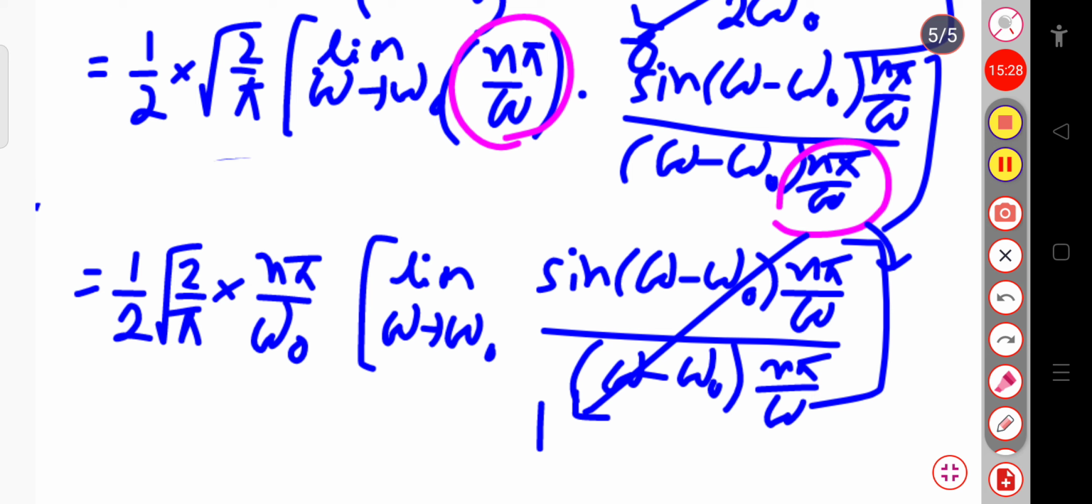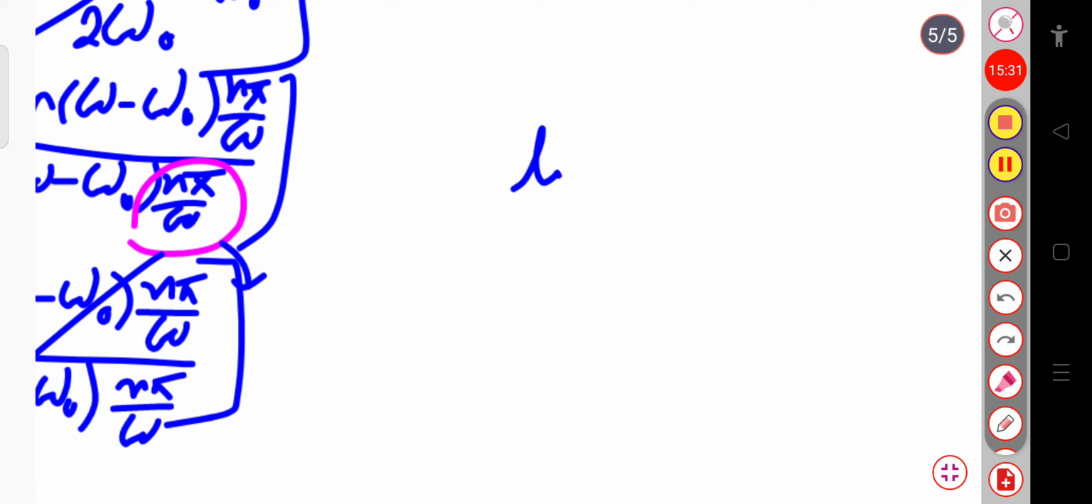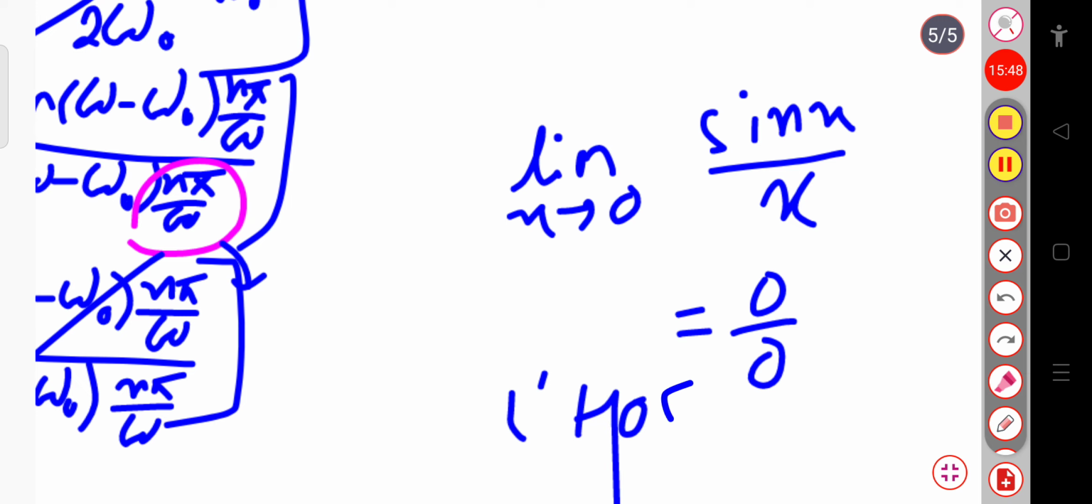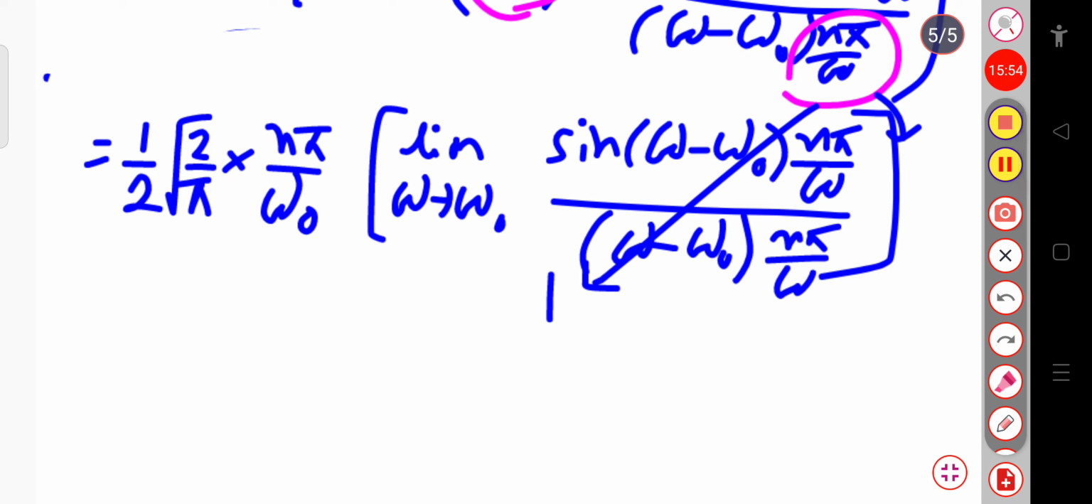If you can remember, when limit x tends to 0, sin x divided by x, that is sin 0 is 0 and this is in the form of 0 by 0. In this condition we apply the L'Hospital rule. Here also we are applying the L'Hospital rule. In this case also, if we put omega tends to omega naught, sin 0 is 0 and both the denominator and the numerator go to 0. So that's why it is in the 0 by 0 form, that is an undetermined form. If you apply the L'Hospital rule, the final value is also 1.